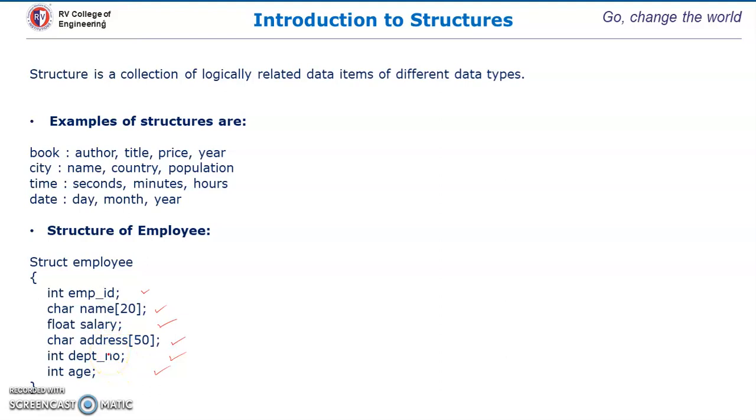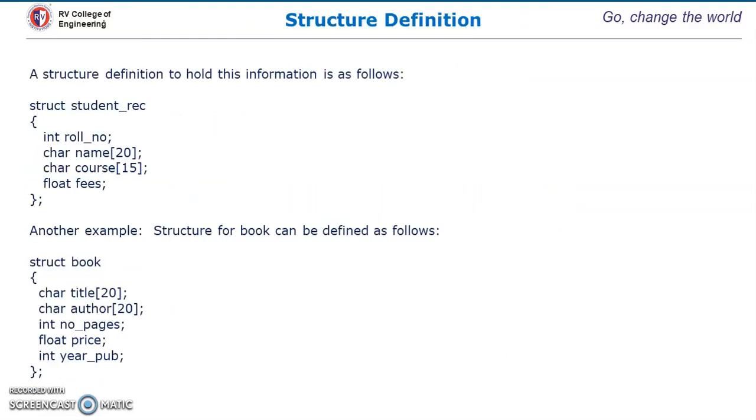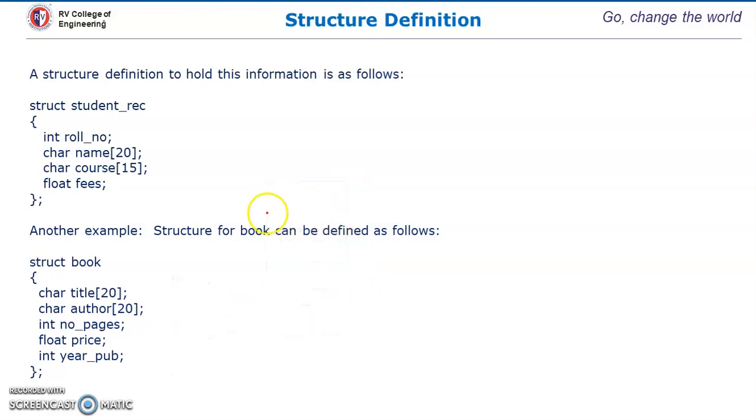Now we'll see how to write a structure. The structure definition is used to hold the information. For example, student record is the structure. We write the keyword struct, and then we write the name of the structure. This name can be any valid identifier. Here we have given the name student_record. You can give any meaningful name to it.